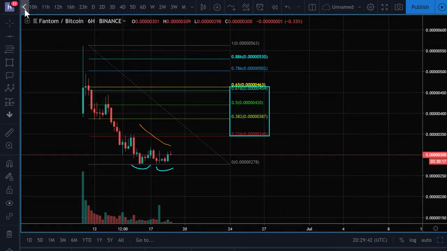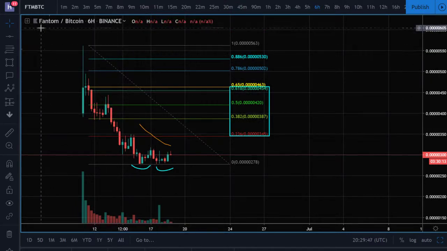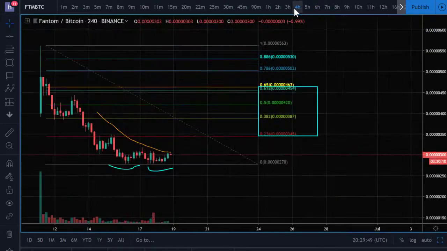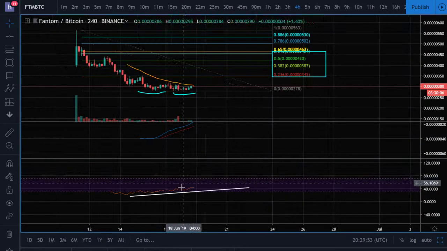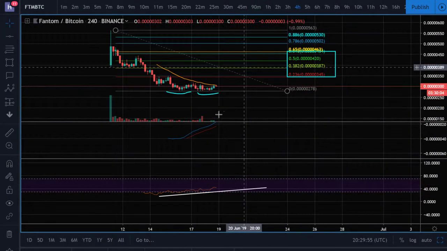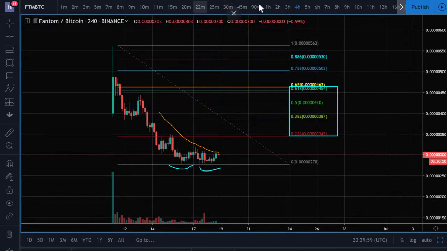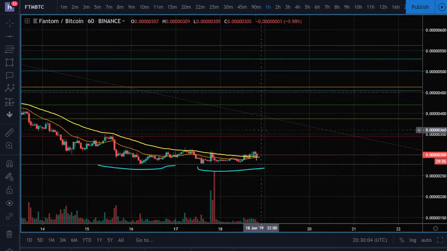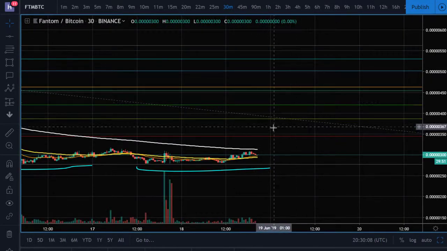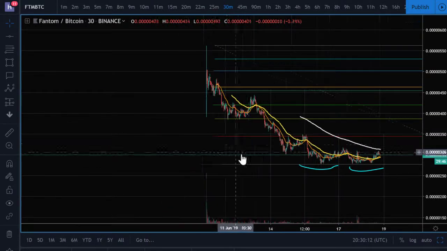Now, if we go down to a smaller time scale, like the 4 hour, you can see that we are testing this trend line. And your RSI is still gaining strength. So it looks to be an okay setup. We have to wait until we convincingly break over that line. If you go to the 1 hour, you can see that we're testing it and we broke out and now we're back testing. So again, above that is the white line, which is a 200-day moving average.